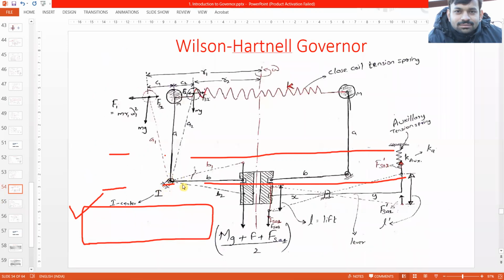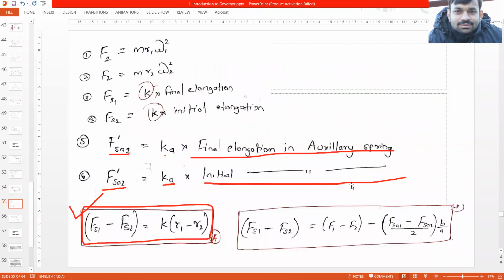spring, this moment about this instantaneous center, we have to consider all the forces, that is centrifugal force, the central spring force, the force which is coming on this sleeve, and the distances. So it comes out to be Fs1 minus Fs2 is equal to F1 minus F2 minus Fs1 minus Fs2 by 2 into B by A. So these are the two expressions which would be used for determining the unknowns in the given numerical.